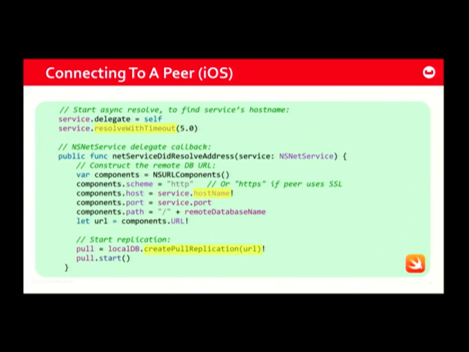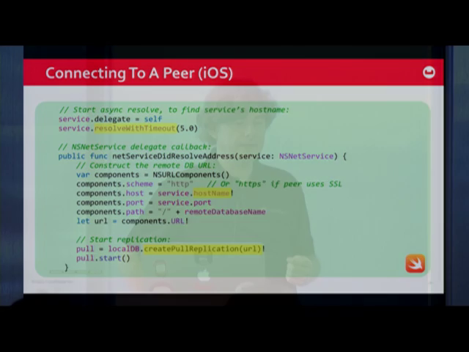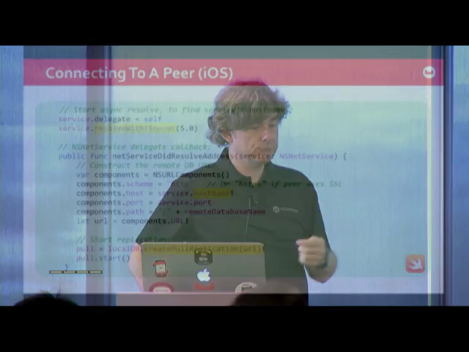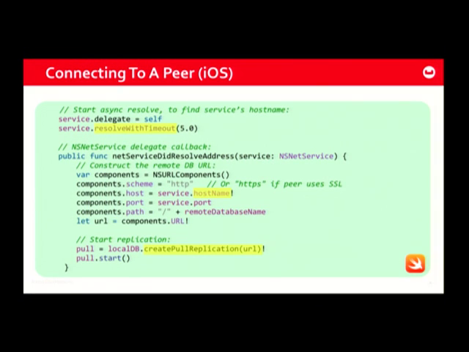So to do that, you call resolve with timeout and just give something short, like 5 seconds for the timeout. And then another delegate method, netServiceDidResolveAddress, will get called when the resolution finishes. And at that point, you can ask for the hostname property of that service, and it will give you a hostname. It's of the form like foo.local. And you can just use that as a name to connect to it with.